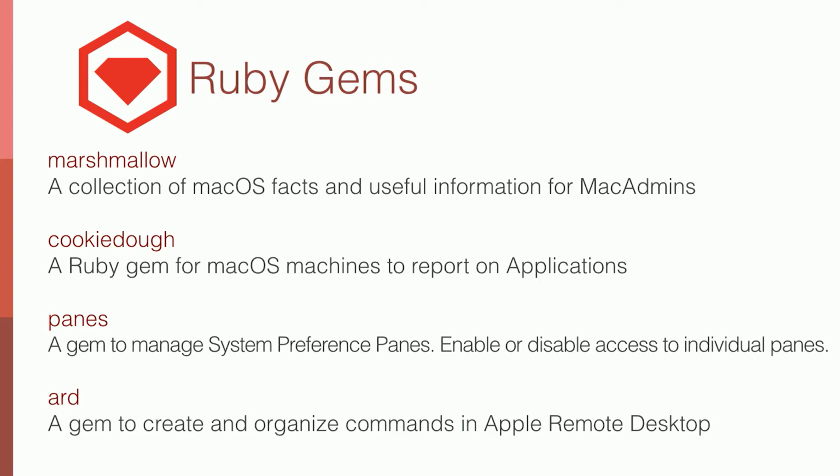Cookie Dough deals with apps and reporting. What's in the applications folder, what versions are they, what's in a user's dock. Panes helps you disable system preference panes or enable them. And the ARD gem was from the last example, helps you sort of organize ARD commands. I realized when naming code, it's actually much harder because everybody has names for their code. And then I realized I like food, and nobody names their gems food, so you got Marshmallow and Cookie Dough. I guess that's, I don't know what that says.